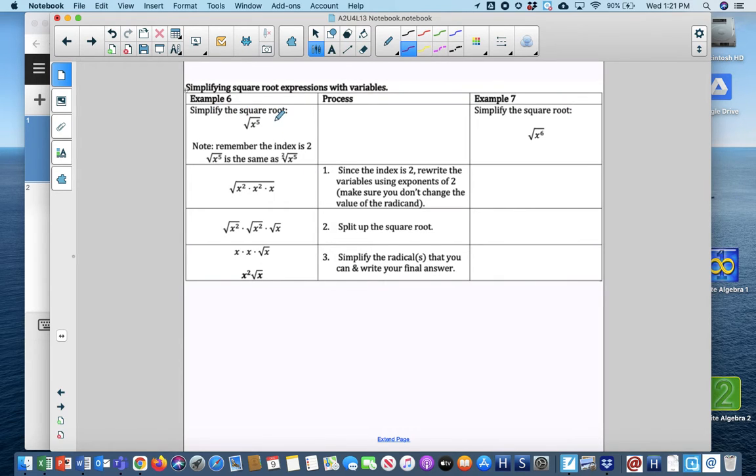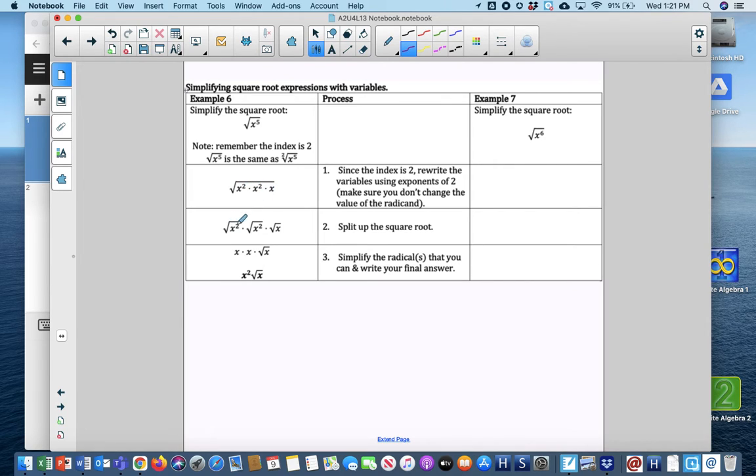So when I'm going to simplify the square root of x to the 5th, remember the index is an implied 2 right here. Since the index is 2, we're going to rewrite the variables using exponents of 2. So make sure you don't change the value of the radicand. In that case, that would be x to the 2nd times x to the 2nd times x. If I break these down into sets of 2, so 2 and 2, and then a 1.